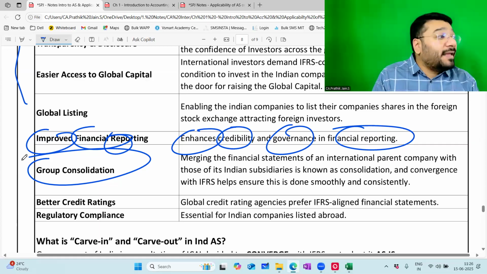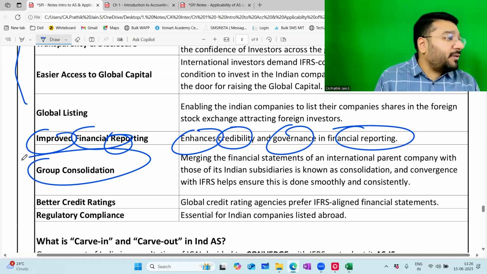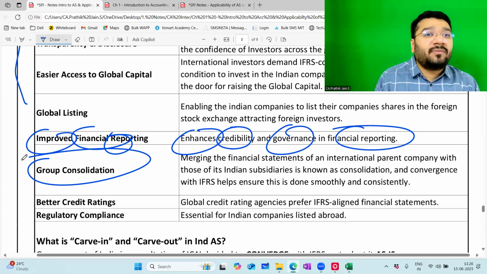So for me, what do I need? I want everything to be combined. And you have to give me one single financial statement. That is called group consolidation.